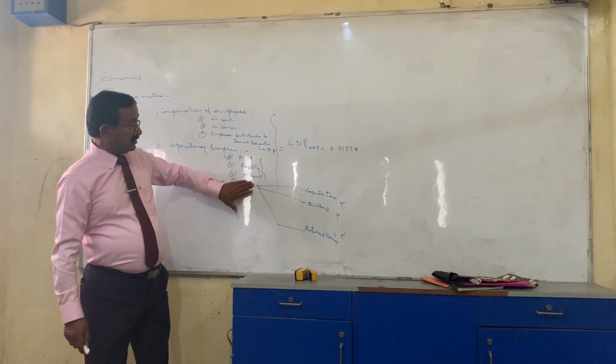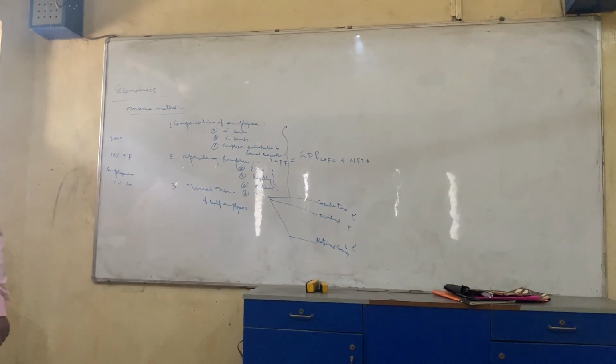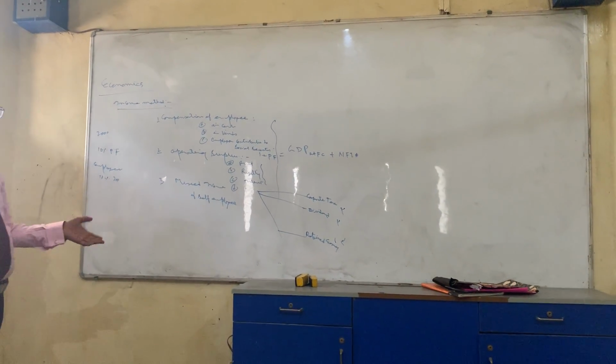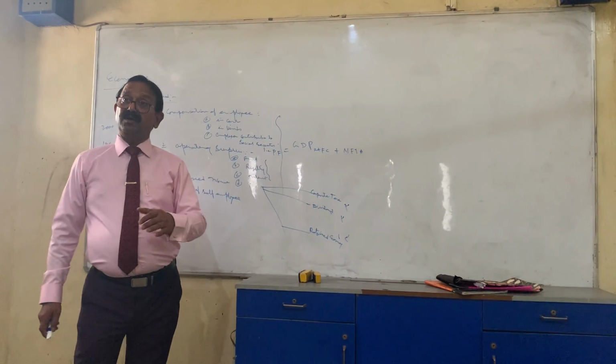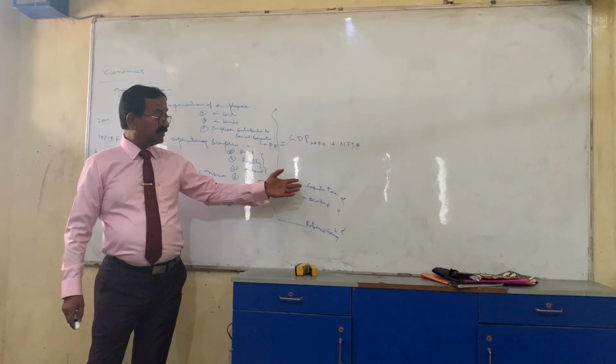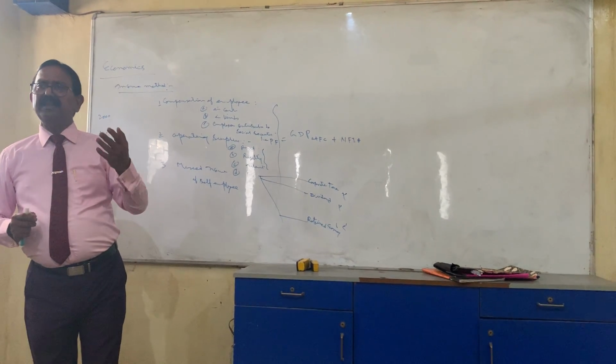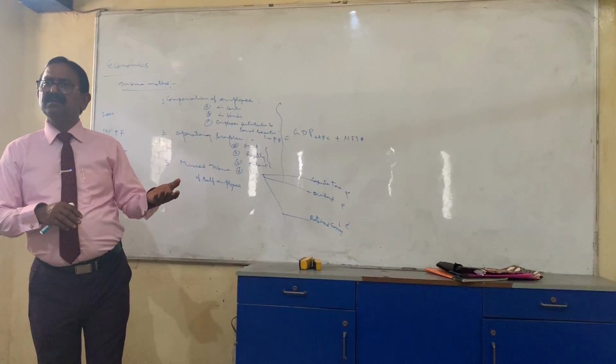Or sometimes profit is not given. Then you just search where corporate tax is given, where dividend is given, and where retained earning is given. So what is corporate tax? Corporate tax means every company earns profit and pays tax.